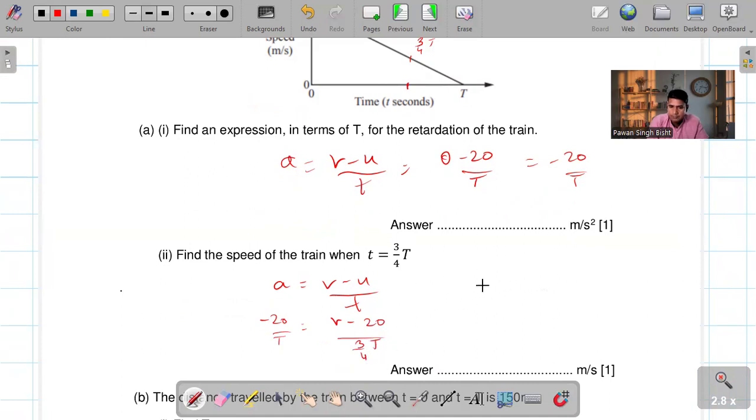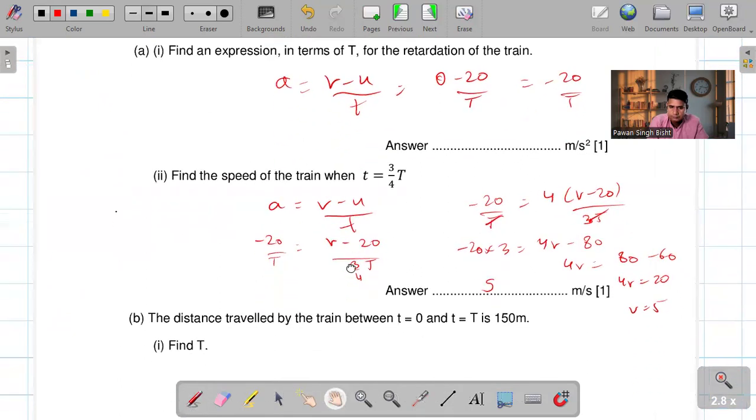Now this 4 goes up, so negative 20 over t is equal to 4 times v minus 20 upon 3t. T cancels, cross multiply: minus 20 times 3, which is minus 60, equals 4v minus 80. Minus 80 goes to that side and becomes plus 80. So 80 minus 60, 4v equals 20. So v is 5, which is 5 meter per second.